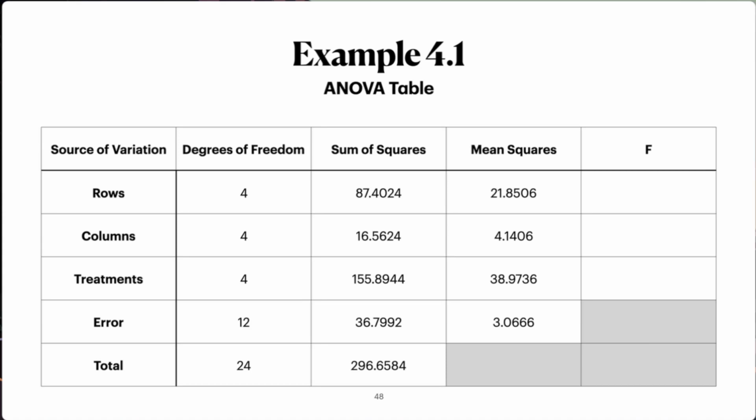Once we have those, we obtain the F statistics by dividing the mean square for that source by the mean squared error. And so we get 7.1254 for the F statistic for rows, 1.3502 for the F statistic for columns, and the F statistic for treatments, which is our primary focus right now, is 12.7091.